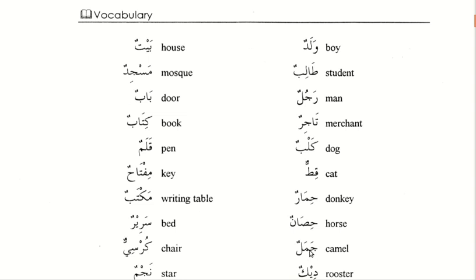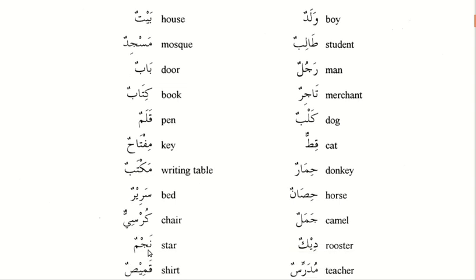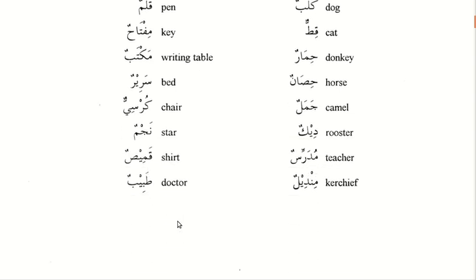Jamalun. Jamalun means camel. Kursiyun. Kursiyun means chair. Dikun. Dikun means rooster. Najamun. Najamun means star.